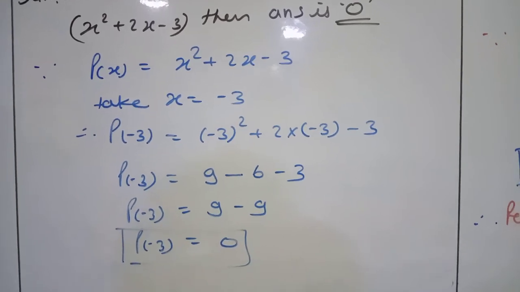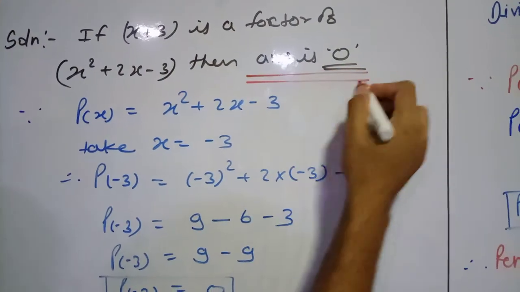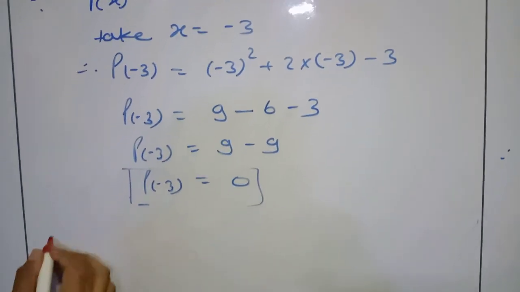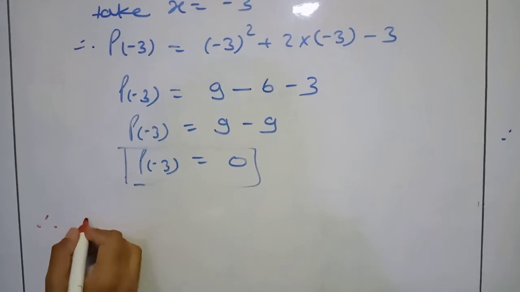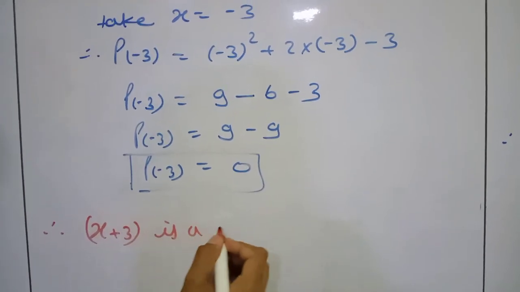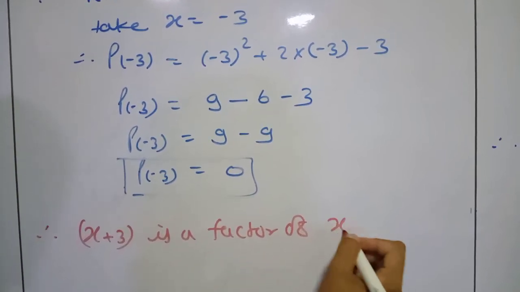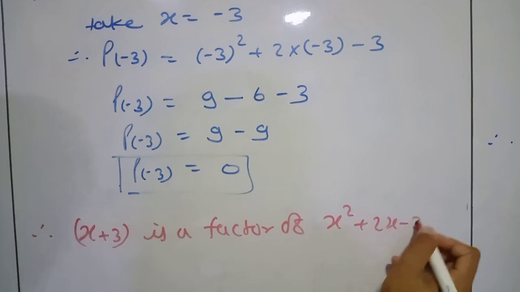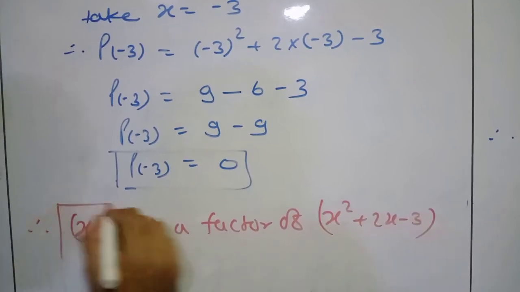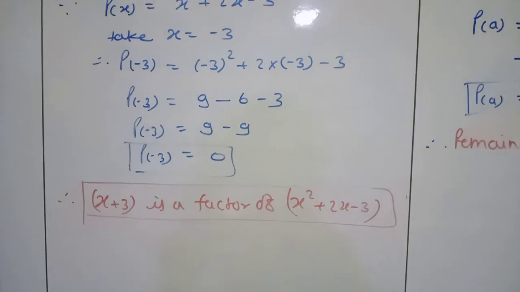And here we have written, if that is a divisor, then we'll get the answer 0. And here we got the answer 0. Therefore we can write x plus 3 is a factor of x square plus 2x minus 3. This way we have to write our answer statement.